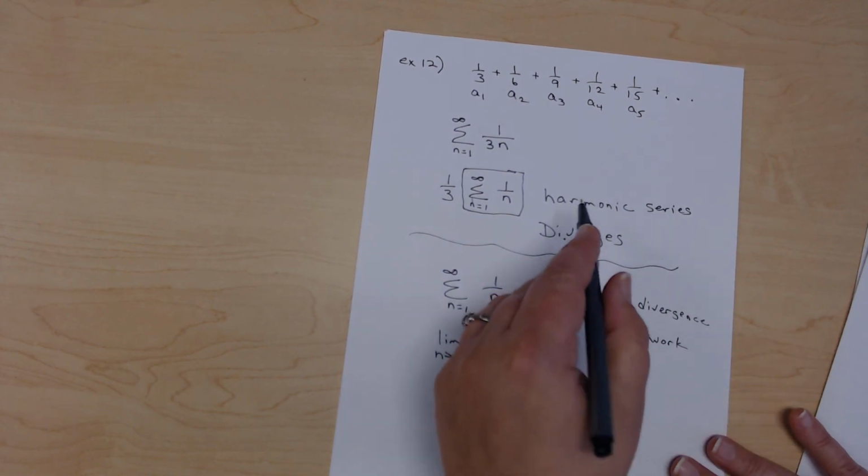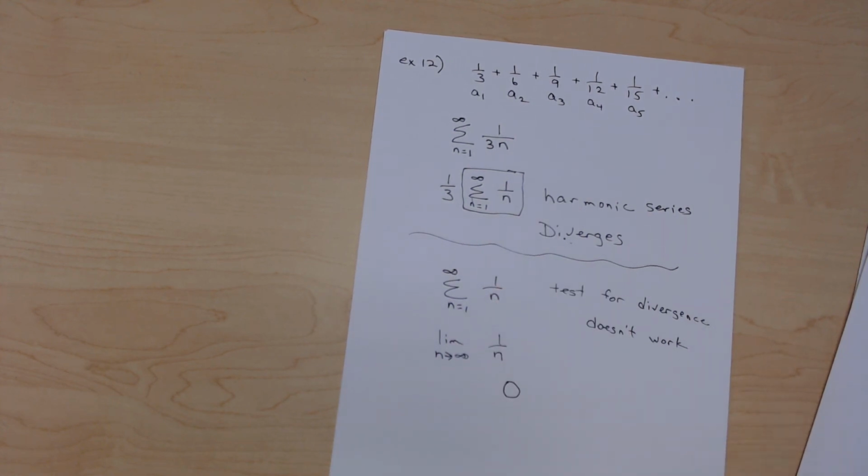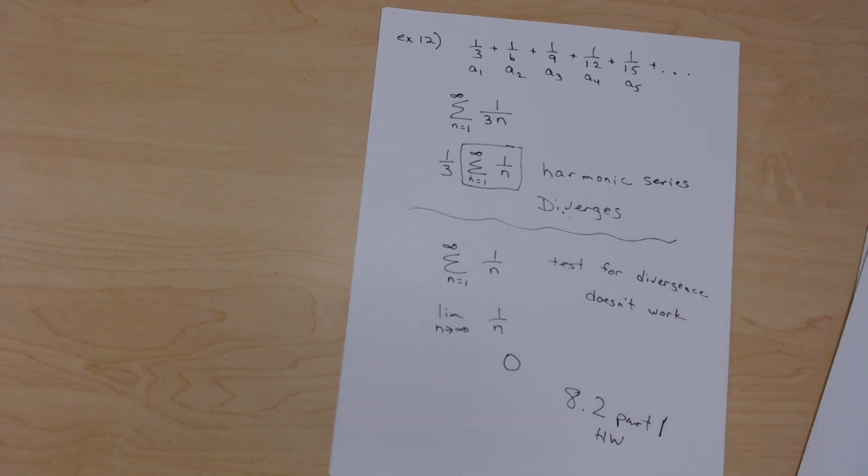Okay, so harmonic series is important. You want to look for 1 over n. You want to remember that. All right, so you are doing now section 8.2, part 1 homework. Part 1, if you can see that homework. Okay, all right.